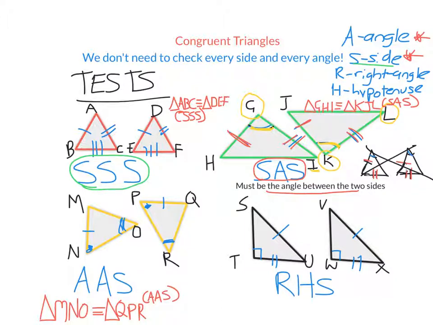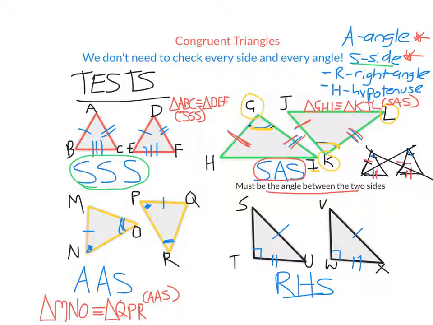Okay, the last test, RHS, is one you can only use if the triangles are right angled. So R means right angle, H means hypotenuse, which you probably know is the longest side of a right angled triangle. But I want you to be careful. If you're given 2 right angled triangles, it doesn't necessarily mean you have to use RHS. You might use SAS, AAS.